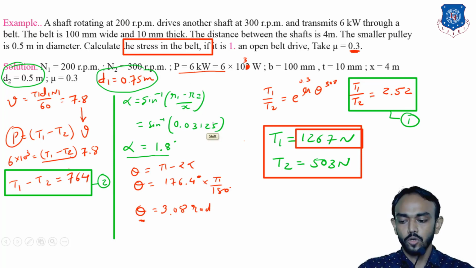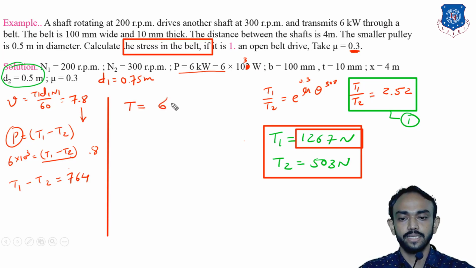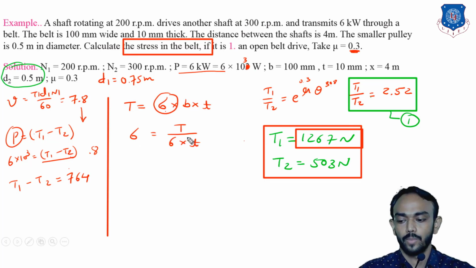So let's find the stress right now. We know that maximum tension is equal to stress into B into T, so we need to find this stress. Stress is equal to T divided by B into thickness T.